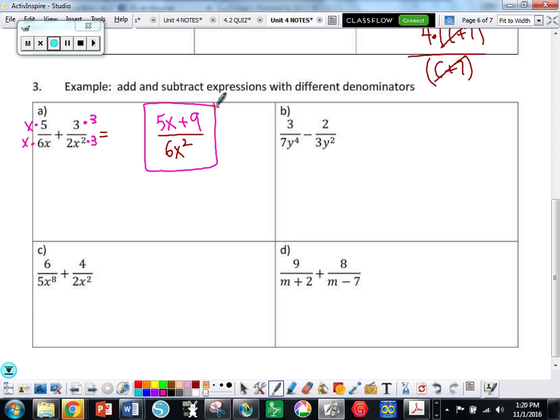You can't actually add it because they have different terms. If anything were to factor out of this, though, I would try to see if something's going to cancel in the end. But in this case, nothing does.